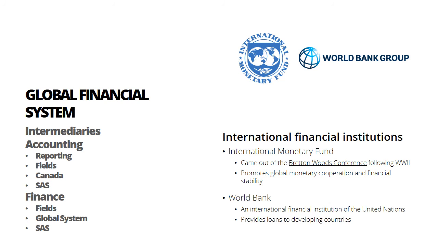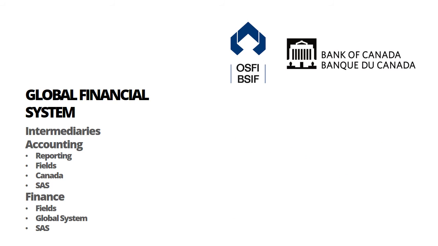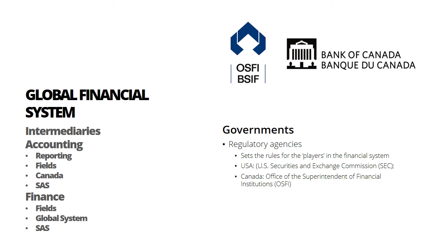Similarly, the World Bank also provides loans to countries, in particular developing countries. The World Bank is part of the United Nations system of global governance. Performing similar functions at the national level are government actors. Here, regulatory agencies work to establish rules of the game for players within the financial system.